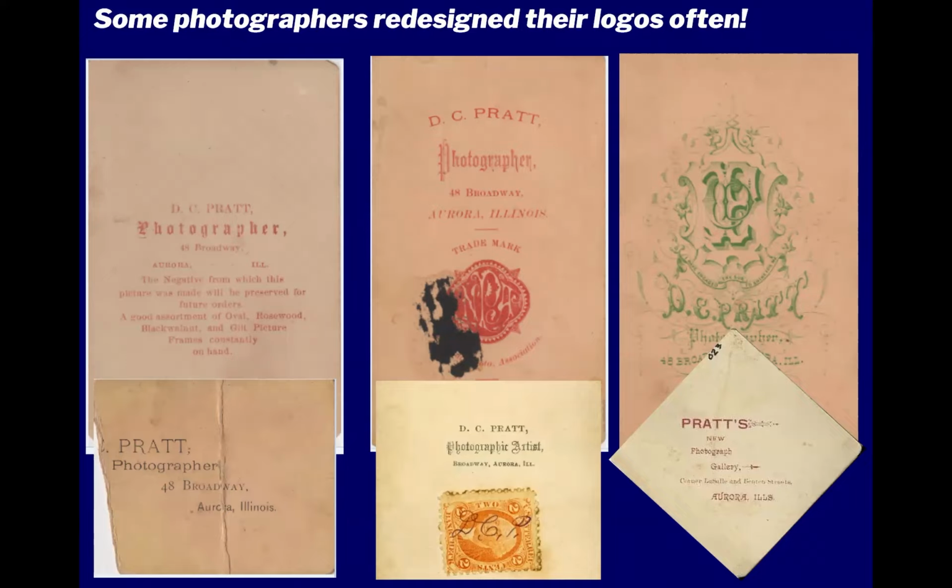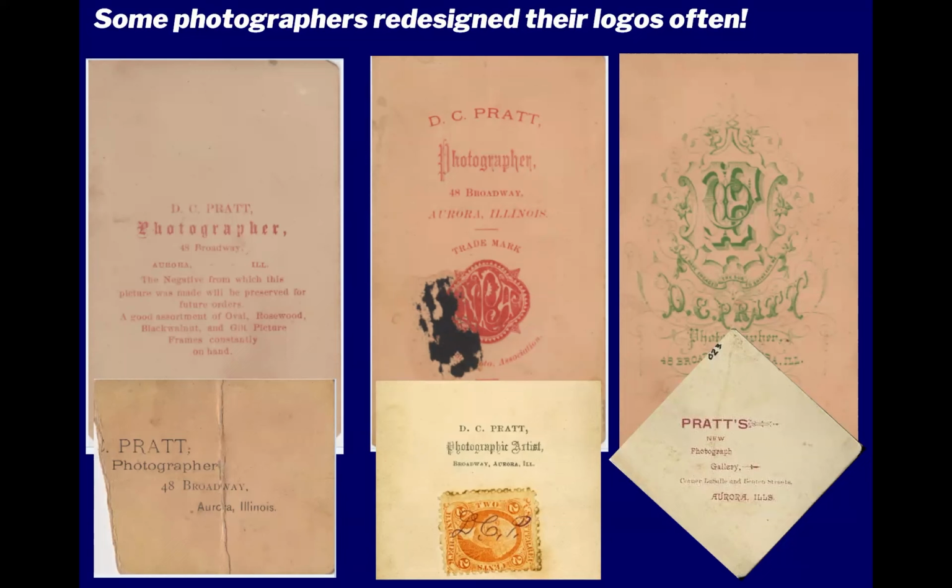What happened to DC? Did he take on more family members? Did his kids take over the business? Did he die? Did they sell and somebody new took over? But what else do we notice? He's no longer at 48 Broadway. Pratt's new photography gallery is at the corner of LaSalle and Benton Streets. Neither one of those are Broadway.